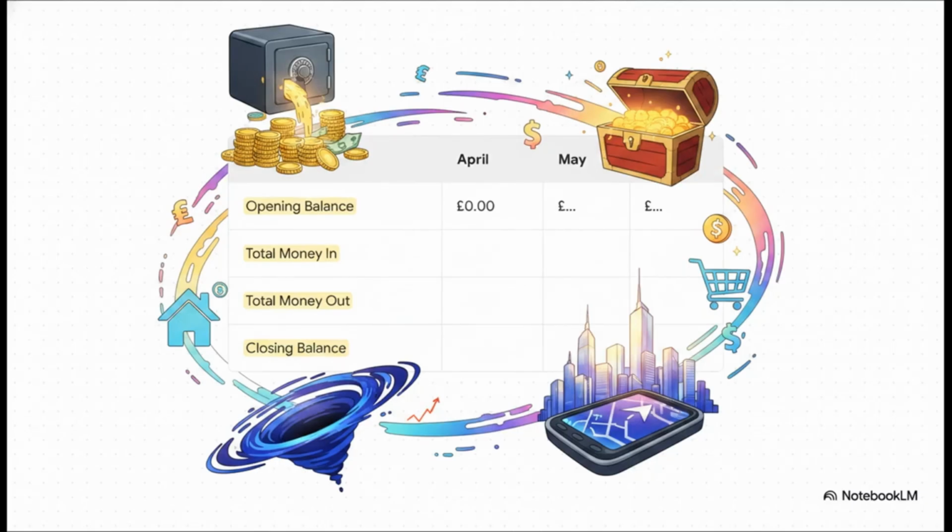The whole thing is really organized around these 4 key rows. It all starts with the opening balance. That's the cash you've got in the bank on day 1. Then, we're going to list out every single source of money in and money out row by row, just to be super accurate. And finally, we calculate that all-important closing balance. This simple structure, well, it's the real engine of our financial GPS.